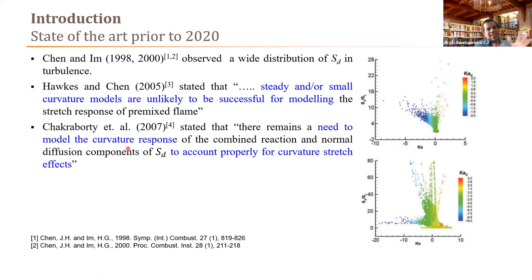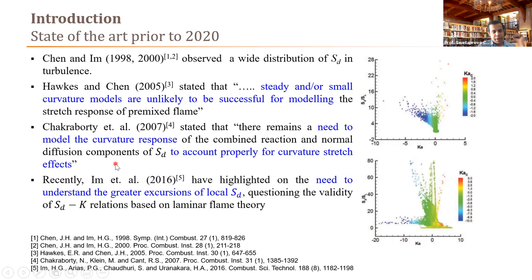Okay, so you can also think of the SD as the right-hand side of the temperature or scalar equation, normalized, divided by the mod gradient of that scalar, okay? So in that, of course, you have the diffusion terms and the reaction terms, and that is what he's talking about here, that we need to know the individual responses of these terms under the effect of stretch and curvature. And recently, Emmett et al. highlighted the need to understand the Lagrangian expressions of local SD, questioning the validity of the stretch rate and flame speed relations based on laminar flame theory.